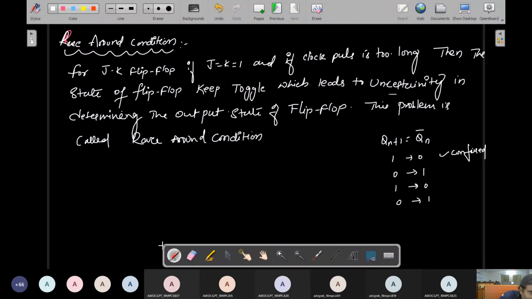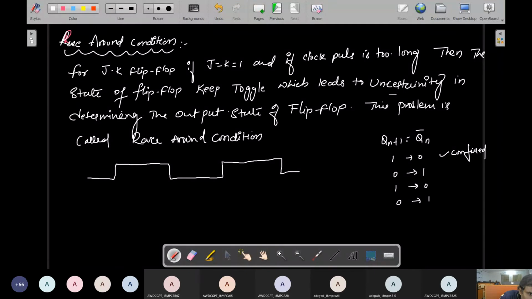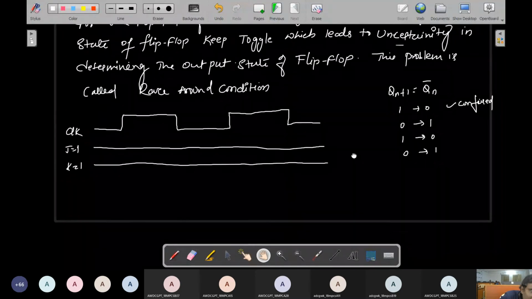See, I'll draw the wave pattern. First of all I write the clock. So this is the clock, with a lower level and a higher level, like that. So this is the clock CLK pattern, and simply put J and K both equal to 1. J equal to 1 means it always indicates a high state, and K equal to 1 also always indicates a high condition. Understand? So this is the race around condition.